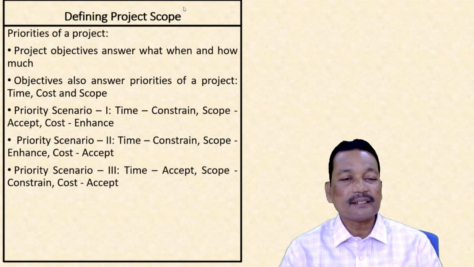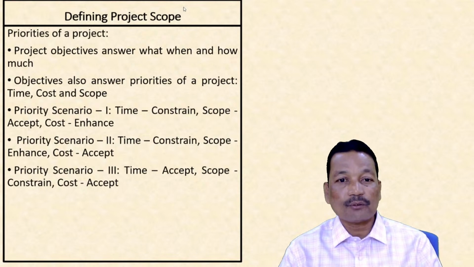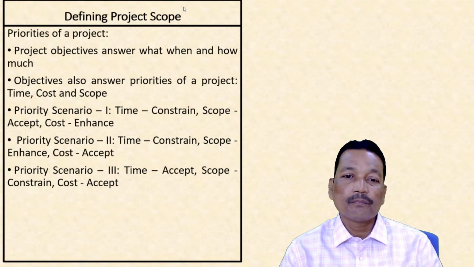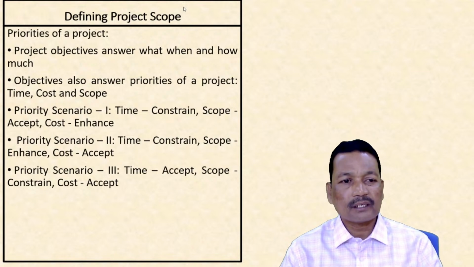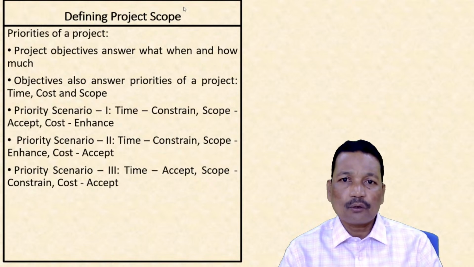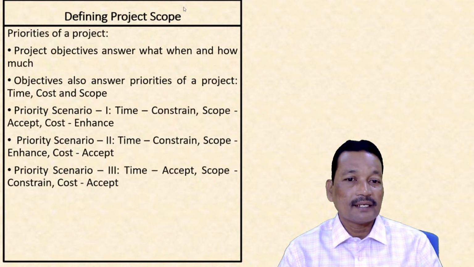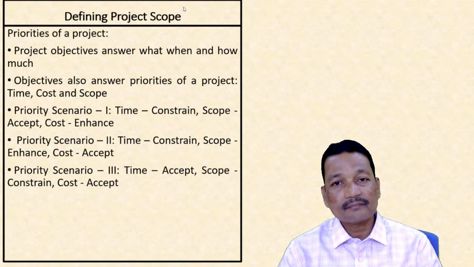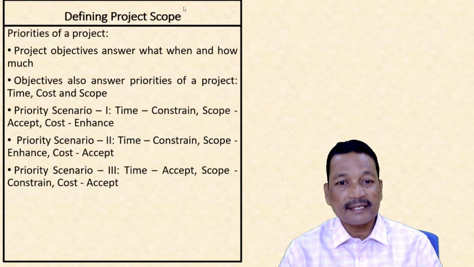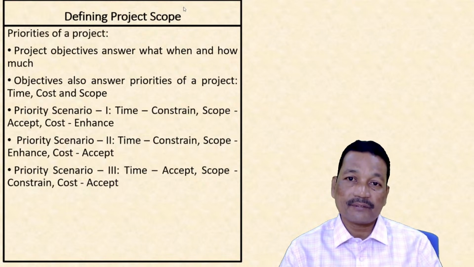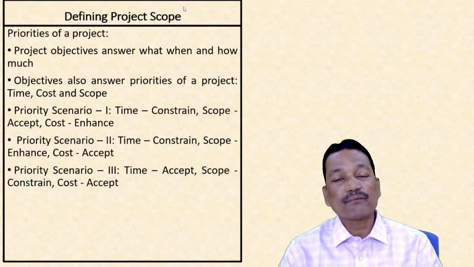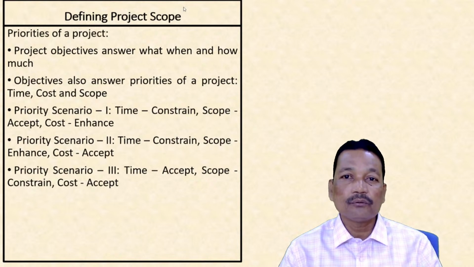Now let us see priority scenario 1. Time is a constraint. Scope, that means how far its reach is, is acceptable. Whatever it is, we can accept it. Cost: since time is a constraint, that means we have to complete it as fast as possible or within a deadline, which is near to impossible to achieve. The cost will get enhanced definitely. Why? Because the faster you take up the work, the more you are going to spend.